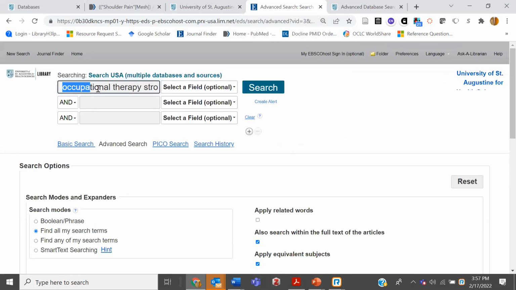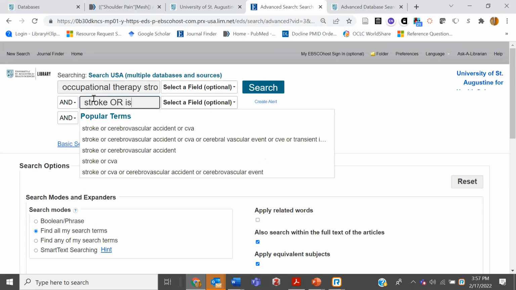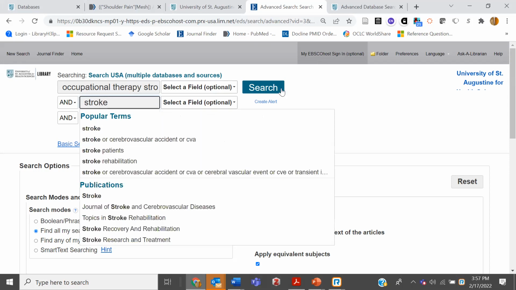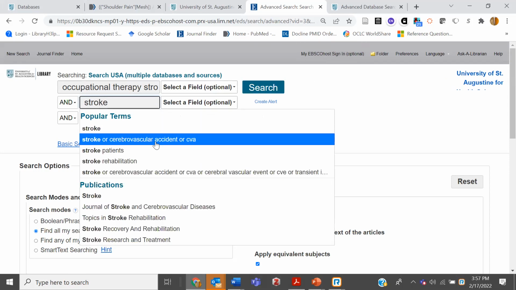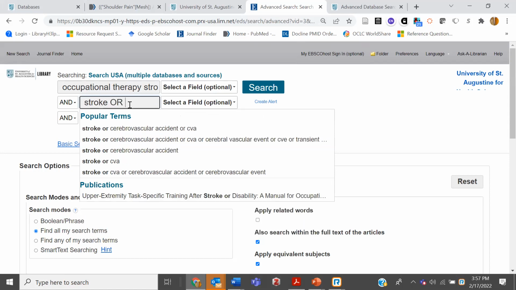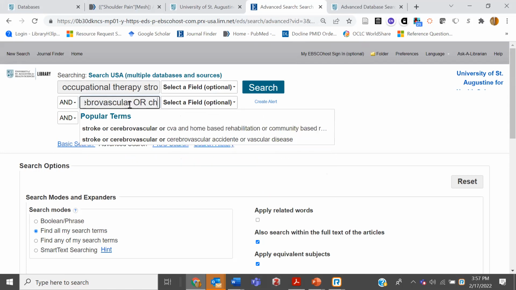So I've got my occupational therapy. When I get to the stroke part, I can do stroke or ischemia, and you'll see you get some pop-ups here, right? So cerebrovascular accident. You might have transient ischemic event or something like that. But you can roll those essentially synonyms, at least conceptually, for what we're trying to get at here, into a structure. So cerebrovascular or ischemia.